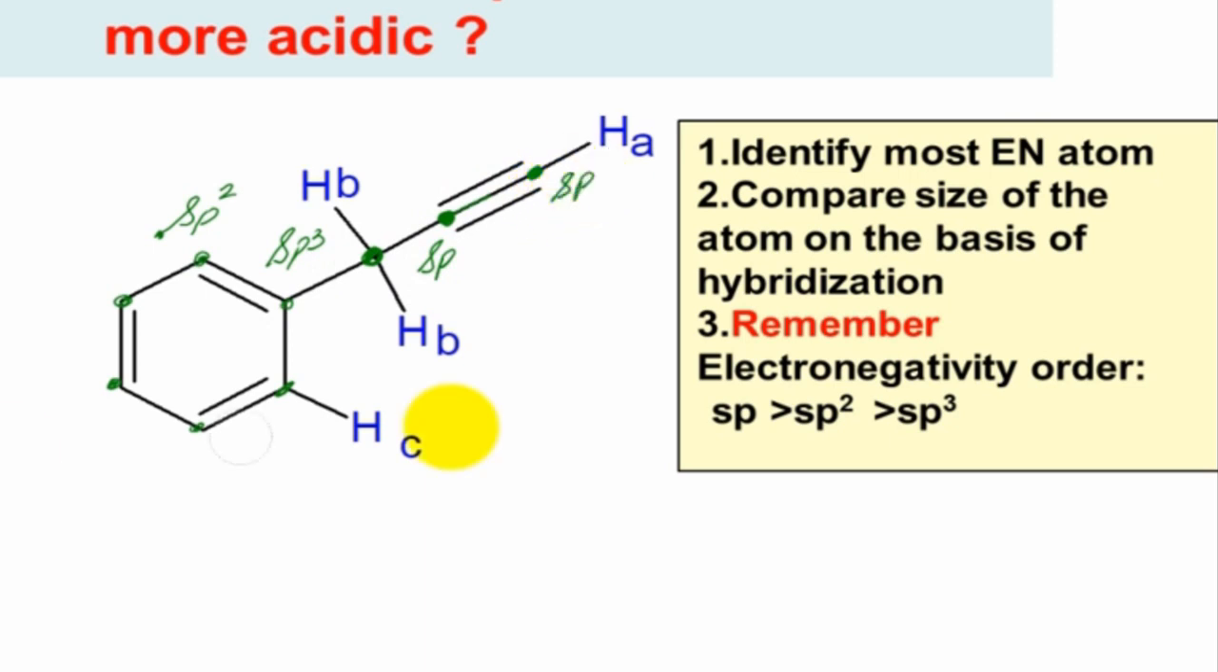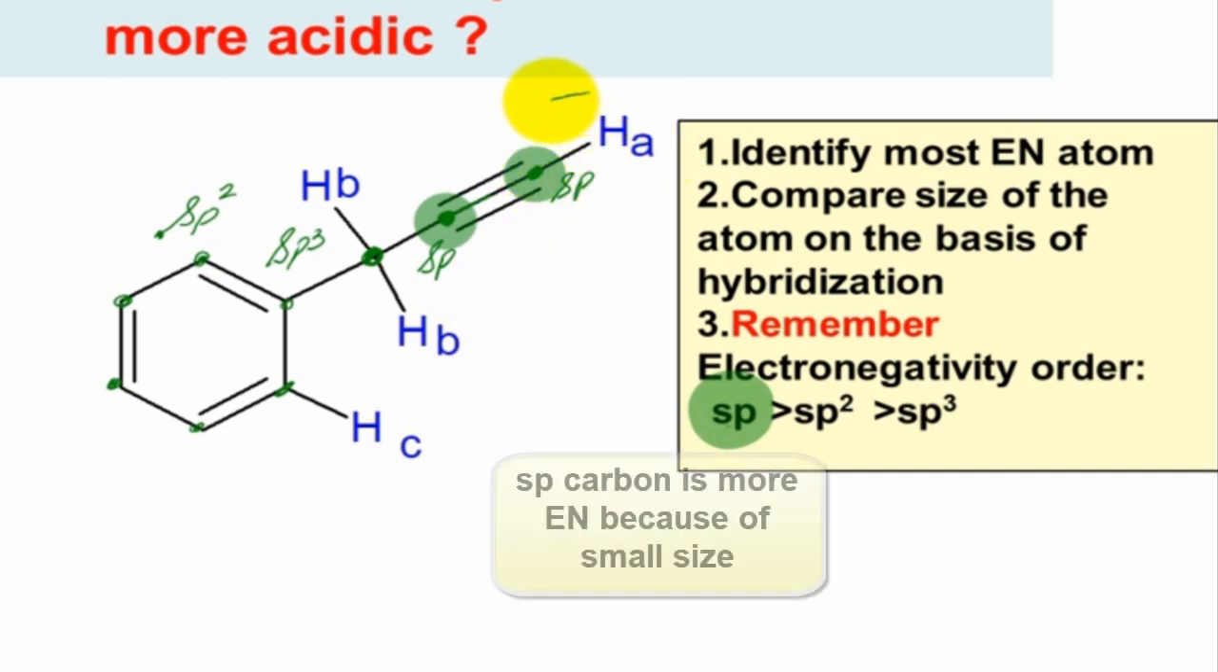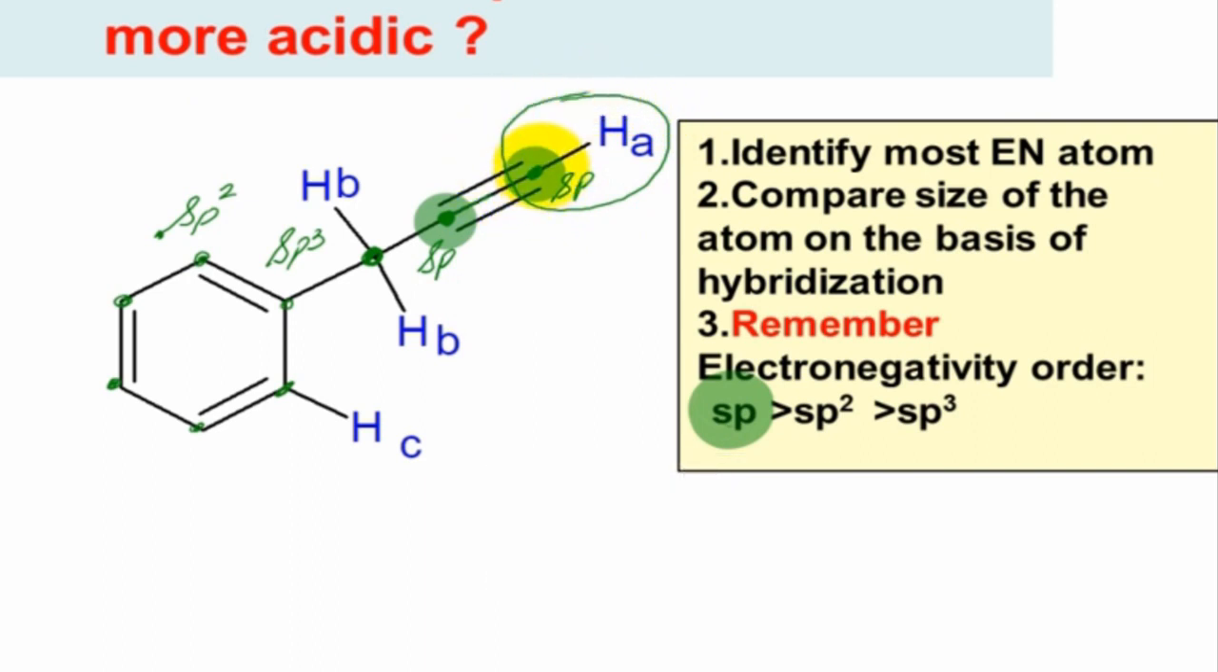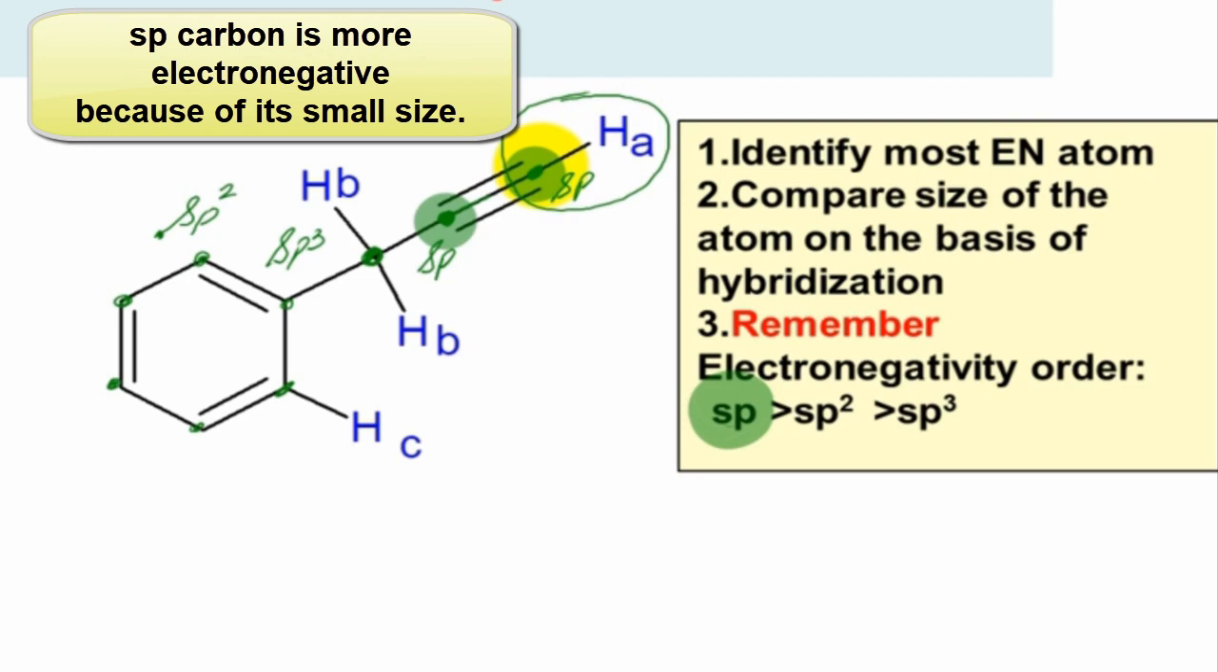So which carbon is more electronegative? sp carbon is more electronegative. But there are 2 sp carbons. One sp carbon is bonded only to carbon atoms, no hydrogen on it. The second sp carbon is bonded to a hydrogen atom. So this particular chemical bond will have the highest difference in electronegativity and is also the most polar bond in this given molecule. So this hydrogen A is the most acidic hydrogen.